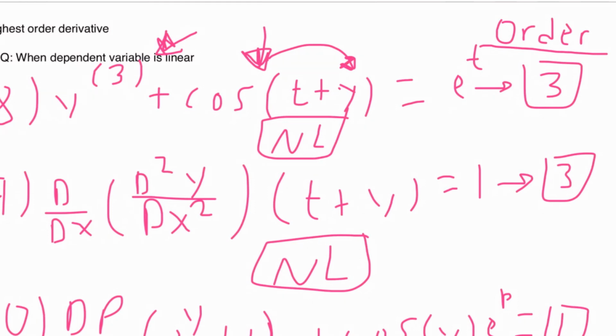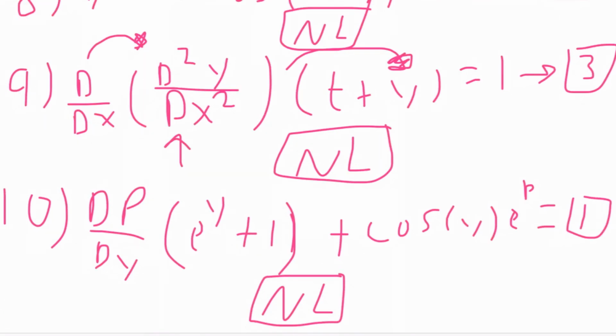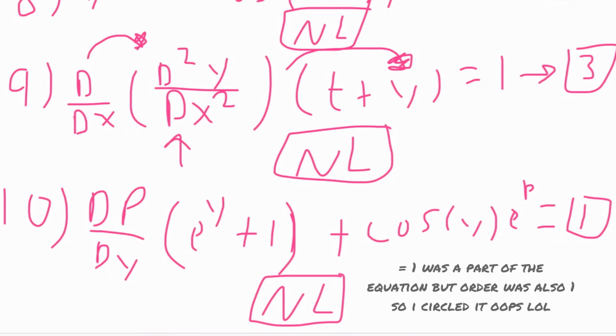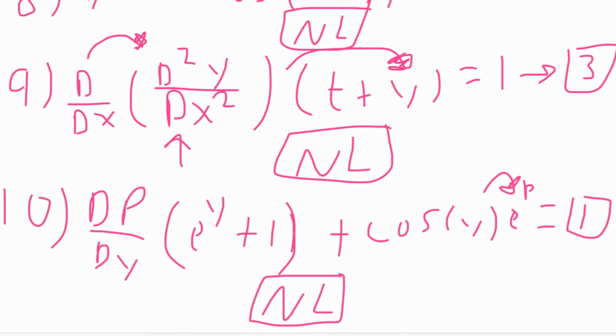Number 9 is nonlinear and order of 3. As before, d over dx makes this an order of 3 because you distribute it. And it's nonlinear because the dependent variable is y multiplied by itself. So that means it's nonlinear. And number 10, the dependent variable is p. Over here, you already have an exponential with p. So this automatically makes it nonlinear, and it's order of 1 because this is just the first derivative.